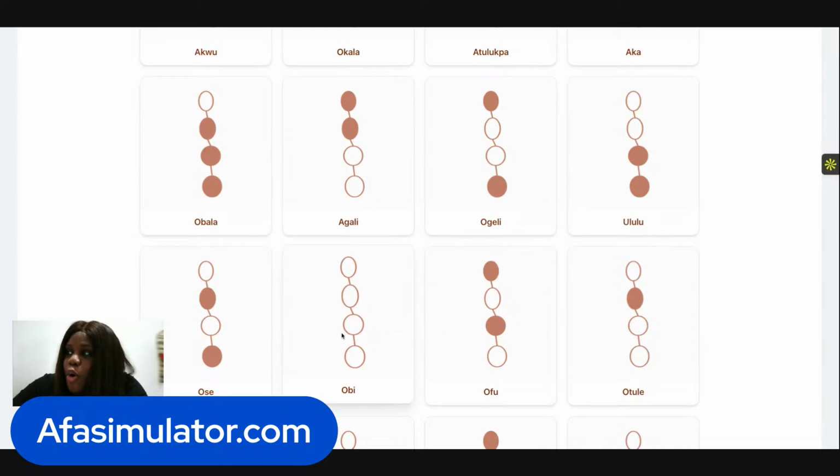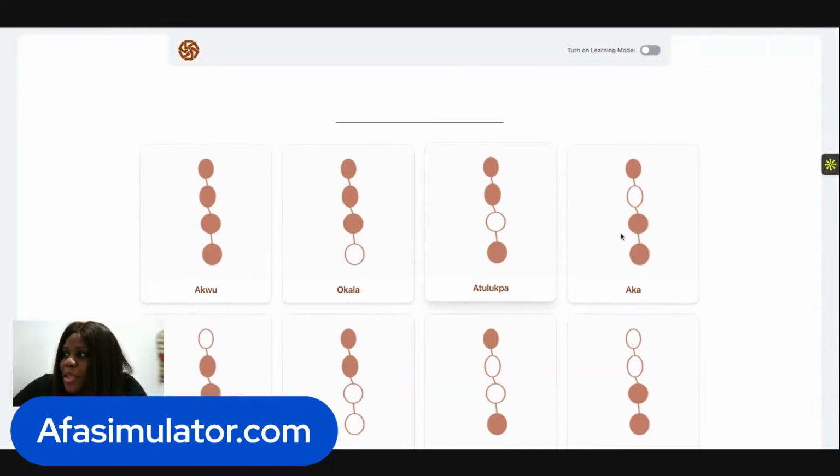I can also always remember Aka. Aka looks like a hand with a missing finger. I don't know why I have such gruesome mnemonic devices. Aka means hand to me, but I think about it as a hand with a missing finger. I don't know why I remember that one like that.